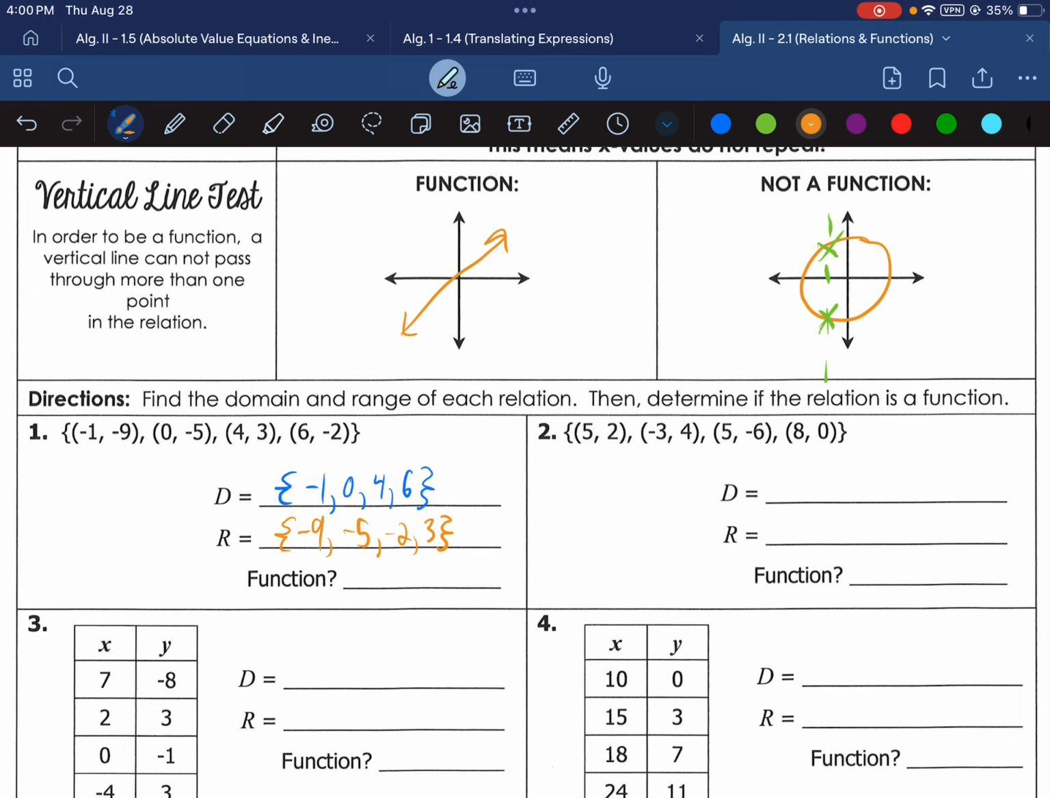And then is this a function, aka, do any of these x's go to multiple y's? And if no x's repeat, then yes, it is a function.